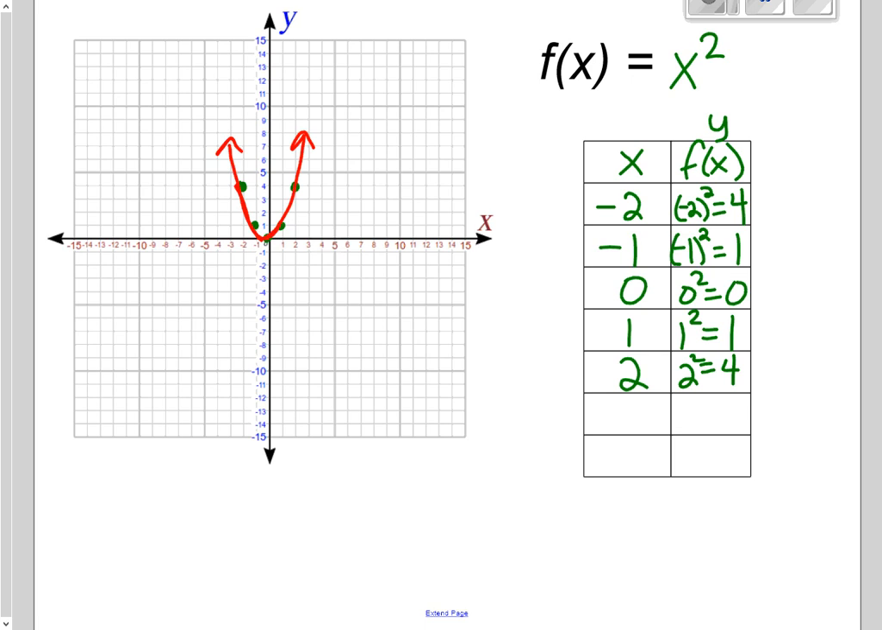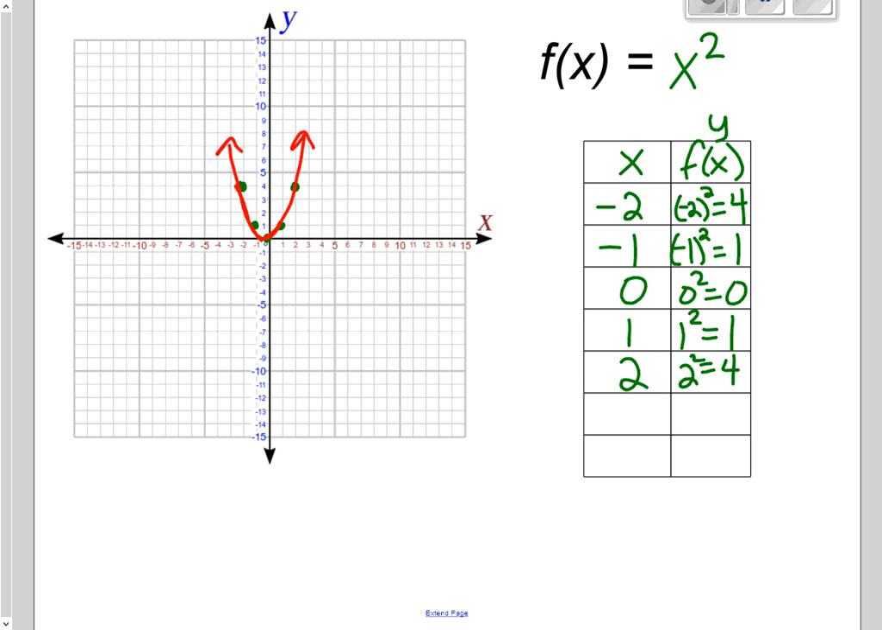Okay, so when we talk about our quadratic, we talk about the base graph. This is what we mean by the base graph. And it's because we haven't done anything else to the function. Like we haven't added any numbers to it, or multiplied, or divided, or anything like that. So that's the very, very basic function, x squared.